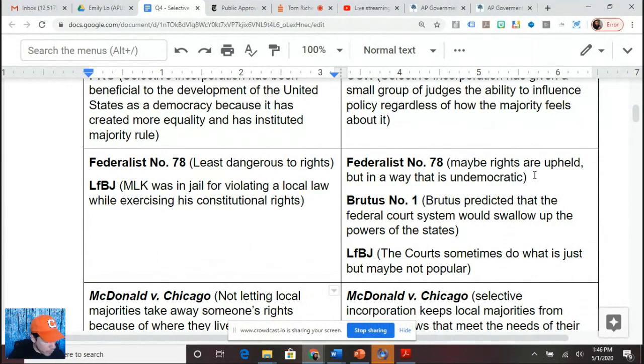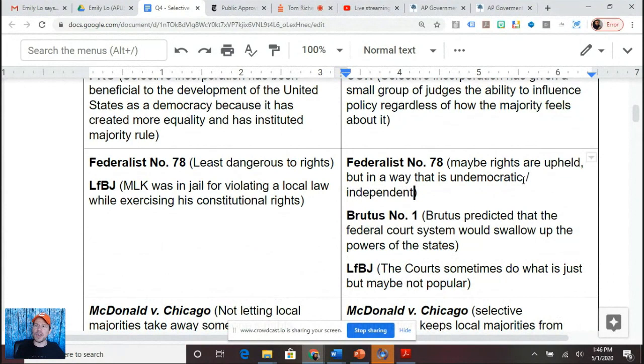We could go into how that is where also, when you think about Hamilton, he is defending an independent judiciary. Okay, so when Hamilton is defending an independent judiciary, he is defending a judiciary that is not accountable to the people. And so judges aren't elected. We could go into the unelected nature of that position. Brutus number 1, Brutus predicted that the federal court system would swallow up the state courts and the powers of the states. Basically, Brutus saw selective incorporation.